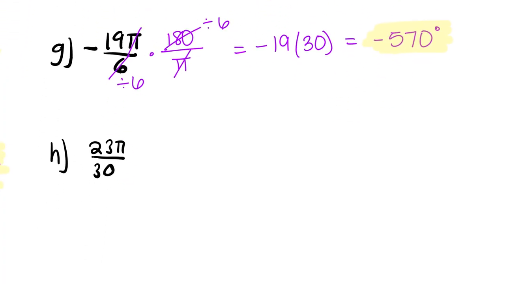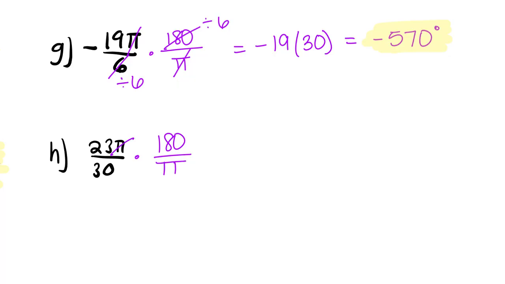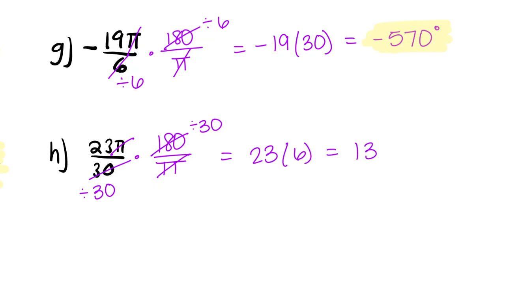And looking at the last one for this section, still multiplying by 180 over pi, changing it to degrees. Pi's are going to cancel out. I could simplify by using 30. And I'm going to end up with 23 times 6, which I end up with 138. And again, it's in degrees. Do not forget that degree sign.